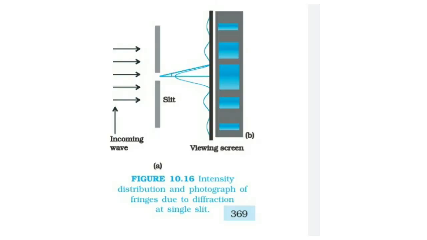Now let's explain how the central maximum, secondary minima and secondary maxima are formed. The actual explanation for the formation is beyond the scope of our syllabus. So we will explain in a somewhat convincing way.